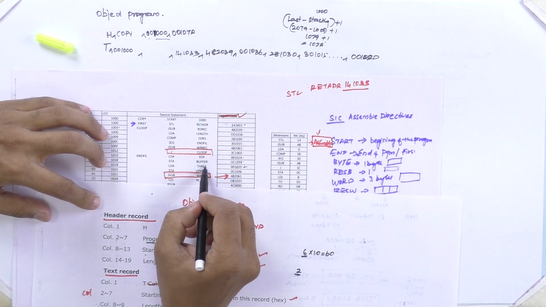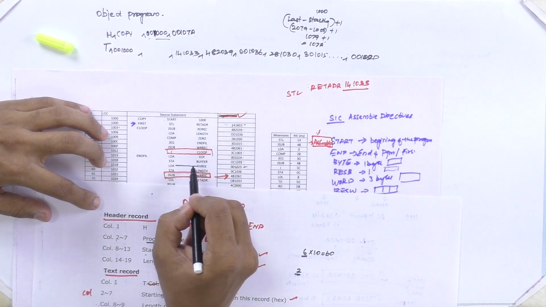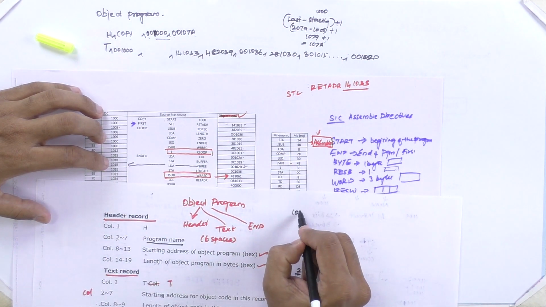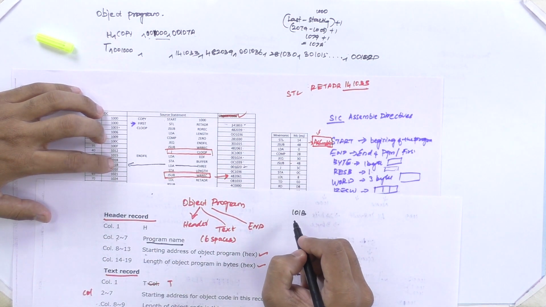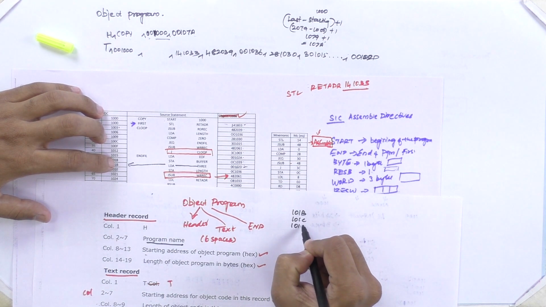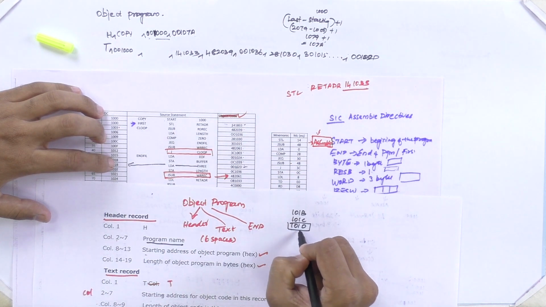See, so the instruction is LDA3. You have to come here. This instruction starts at 101B. So this LDA3 will occupy 101B, 101C and 101D. So it will come till 101D.